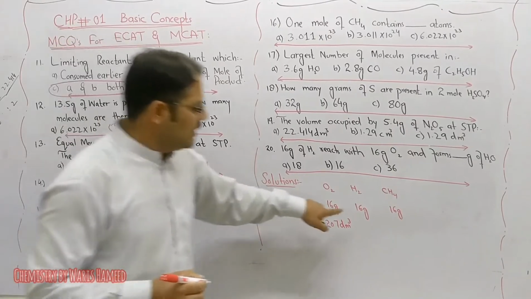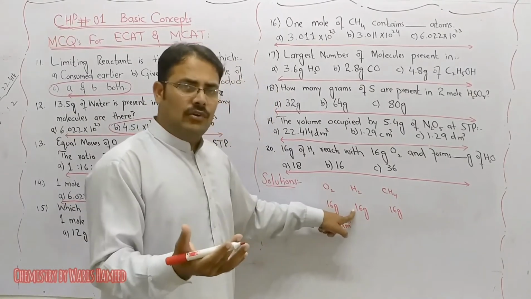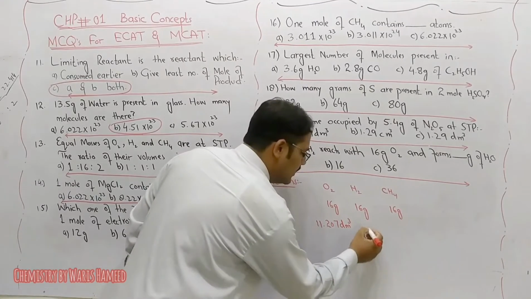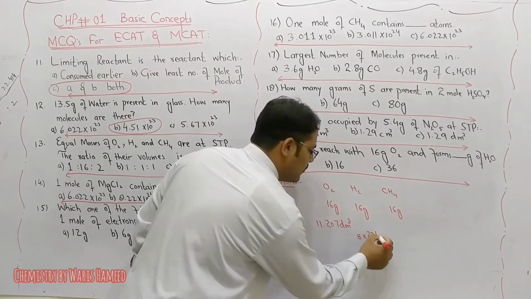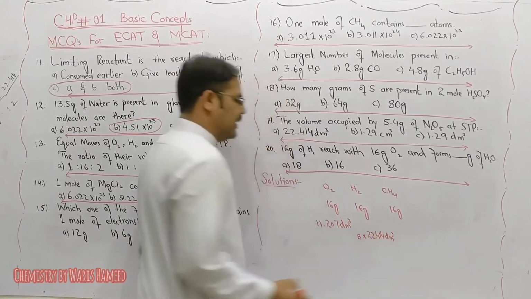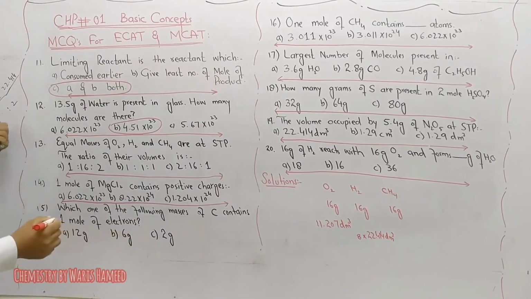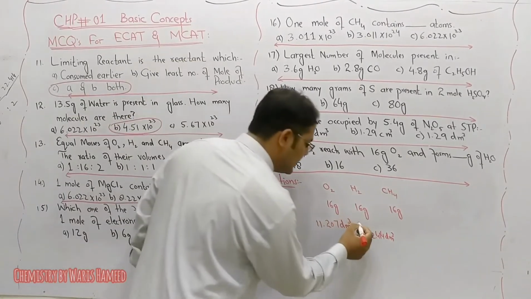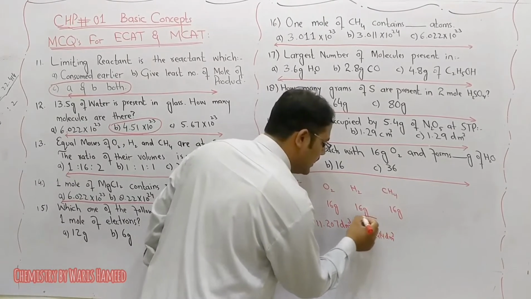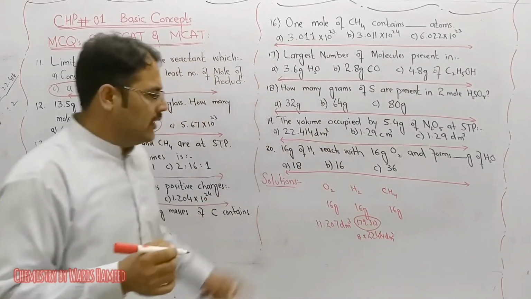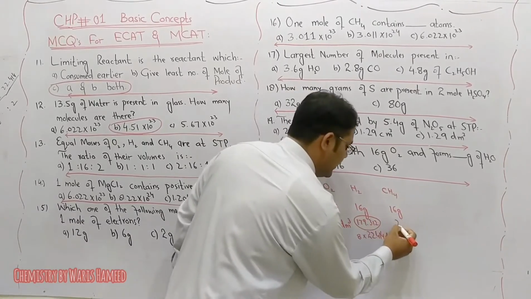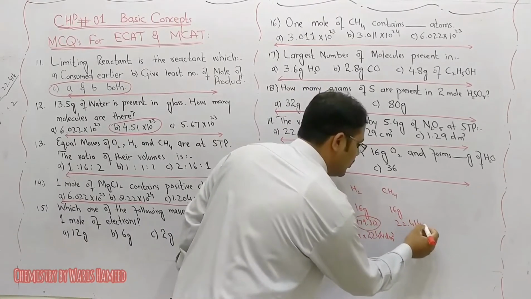Hydrogen has 8 moles, so we have to multiply 8 with 22.414 dm cube, and we will obtain the answer 179.312 dm cube. It is the occupied volume of hydrogen gas. Methane is 1 mole, so it will occupy 22.414 dm cube.